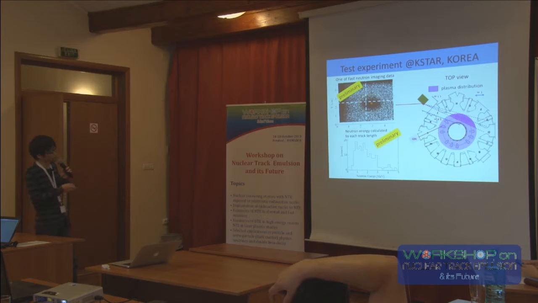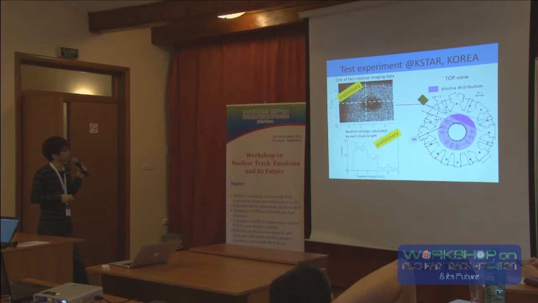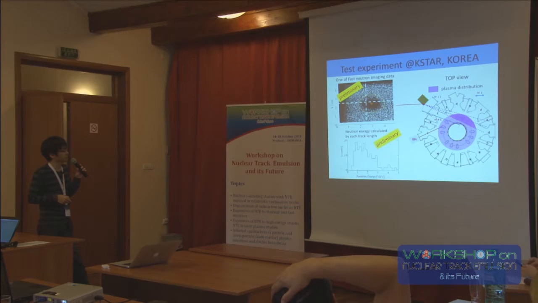And we can also measure the track length by using a microscope. So we can measure the neutron energy by using this data. This is very preliminary data. This axis is neutron energy, and this axis is count.